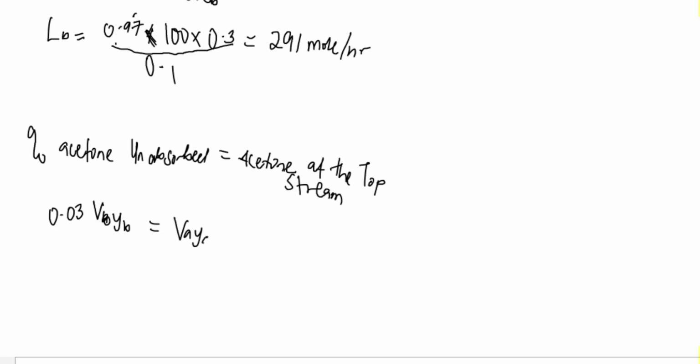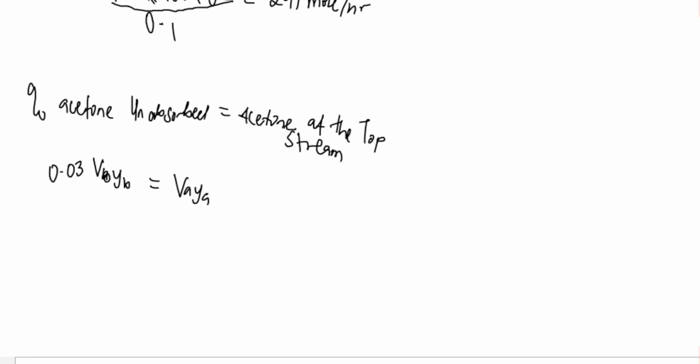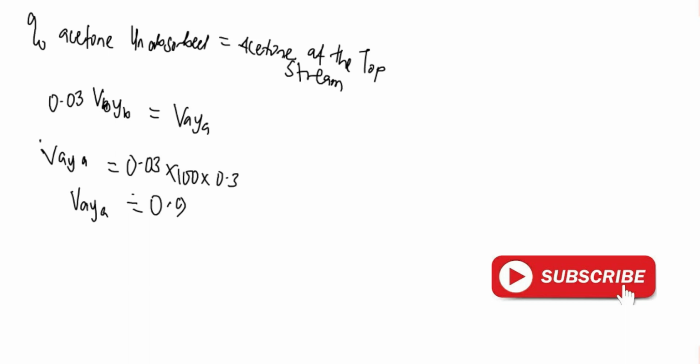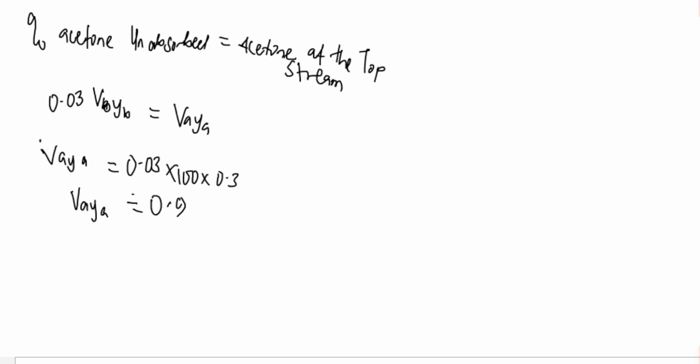Acetone coming in is VBYB; acetone at the top stream is VAYA. I have my VB, I have my YB, so now I'm going to account for VAYA. So VAYA is equal to 0.03 times 100 times YB, 0.3. What is this? VAYA is equal to 0.9. So now my VAYA is equal to 0.9.